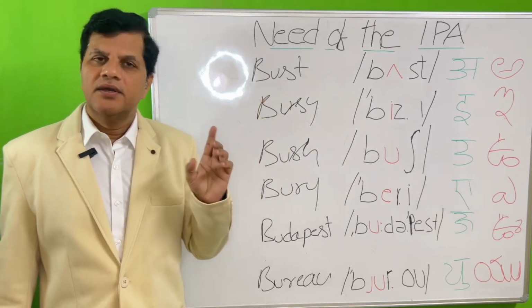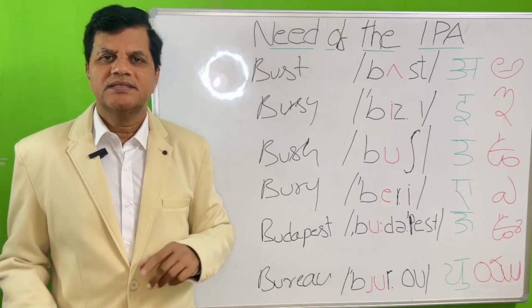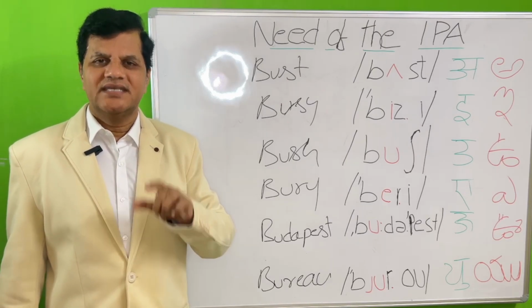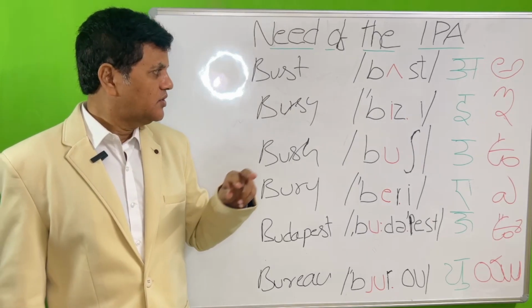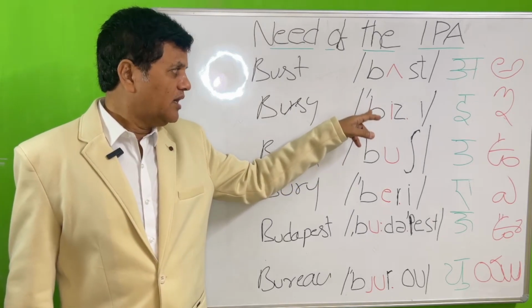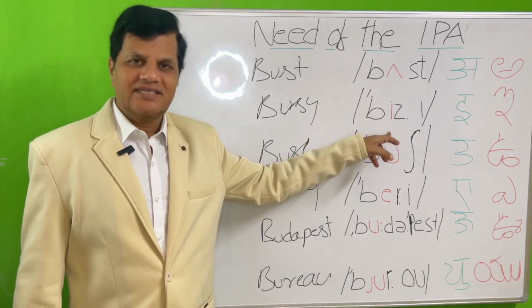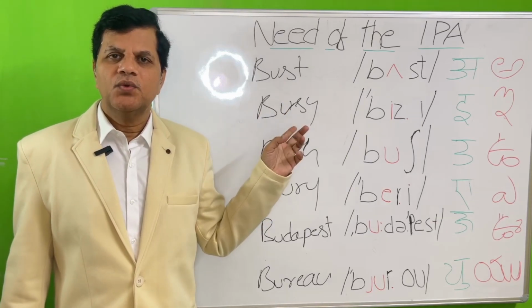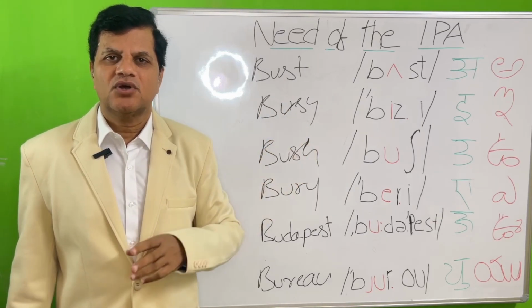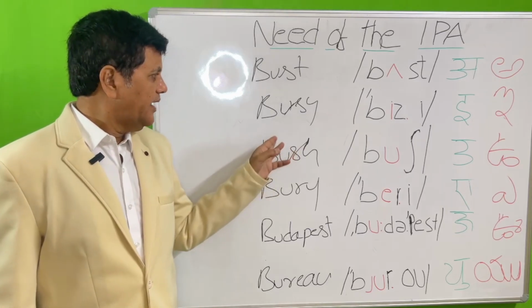After that, BUSY. What is that? Busy. It is a two-syllabic word. So the stress is marked here. Okay? Biz. Stressed. E. Busy. So here the U is given the sound E. Okay? Next.